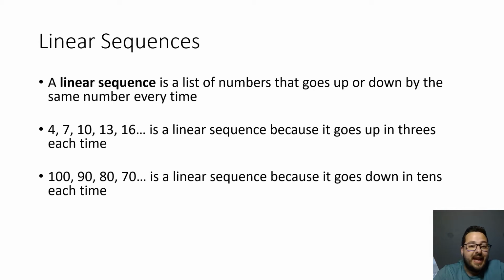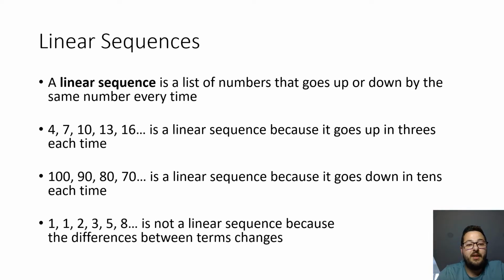100, 90, 80, 70 keeps going. That's also a linear sequence because it goes down in tens each time. 1, 1, 2, 3, 5, 8. That's not linear because the differences change. Between 1 and 1 there's no change. Then it's add 1, then add 1 again, then add 2, then add 3.